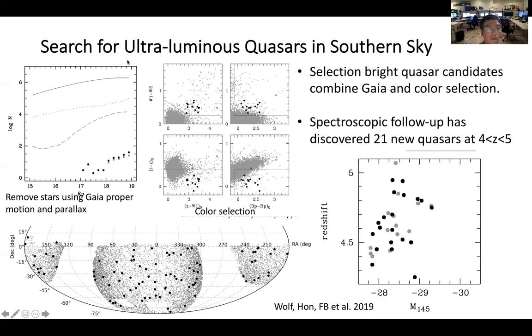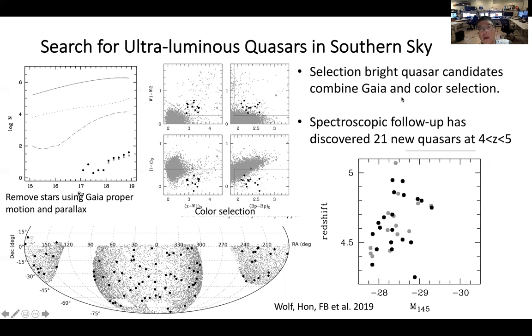The solid line here shows the total source density on the sky, and the dashed curve shows what happens when we remove all the sources with significant parallax and proper motion, with which we can get rid of 3 orders of magnitude of foreground sources, which are the contaminations for our quasar selection. That significantly improves our quasar selection efficiency.